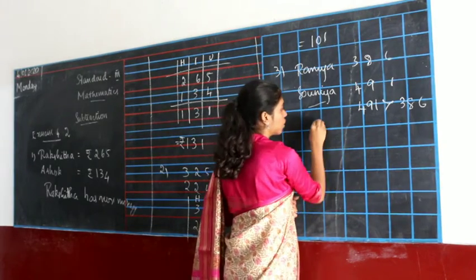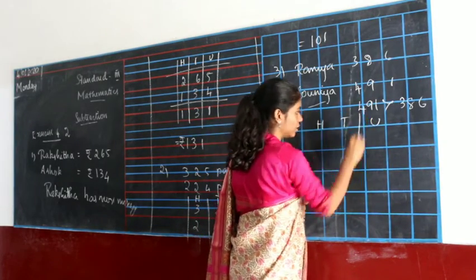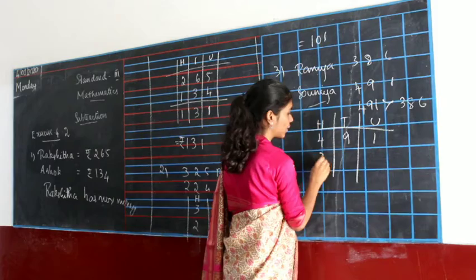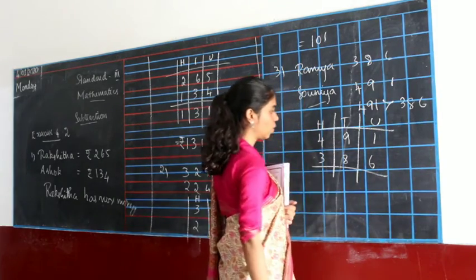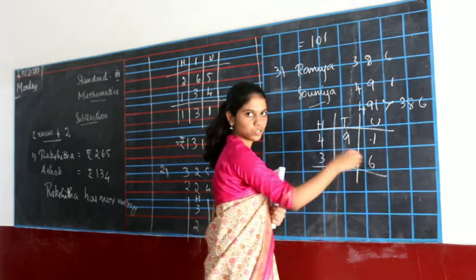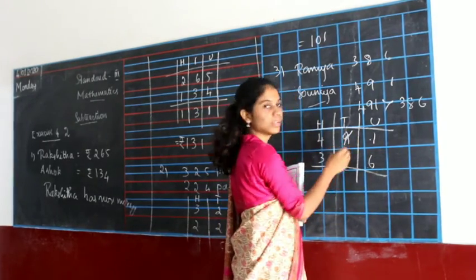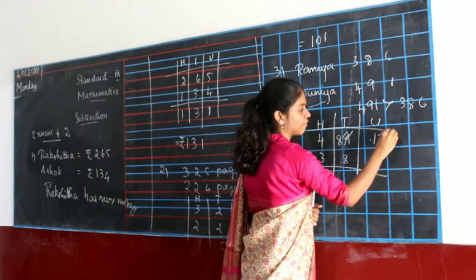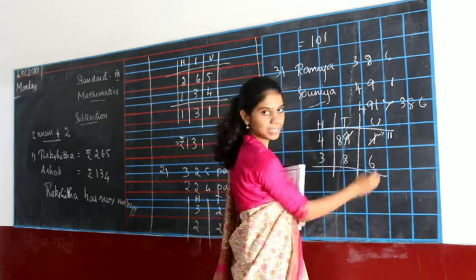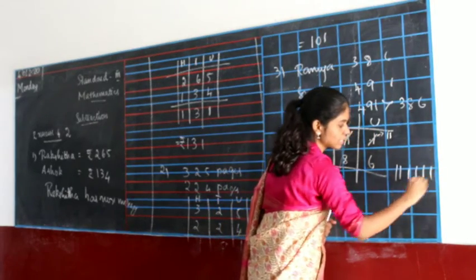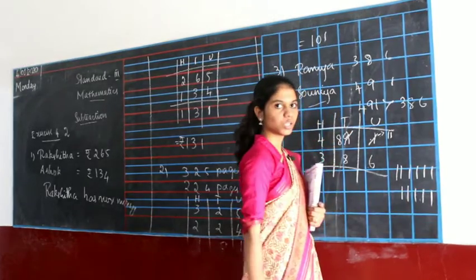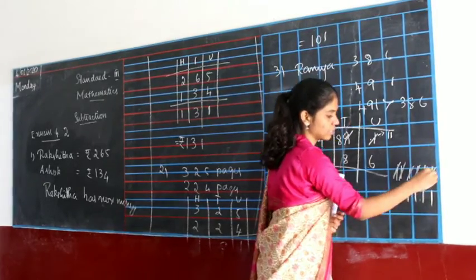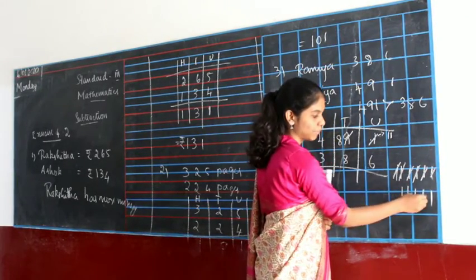Right. So hundreds, tens and units, 491 and 386. Now you can see that 1 is less than 6. So what you have to do is borrow. From here, if you borrow 1, it will become 8 and here it will become 11. Okay, so 11 minus 6, you have to subtract 6 from 11. So 1, 2, 3, 4, 5 and 6. How much is remaining? 1, 2, 3, 4, 5.